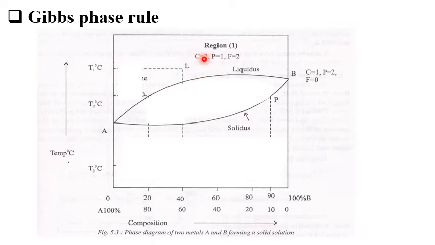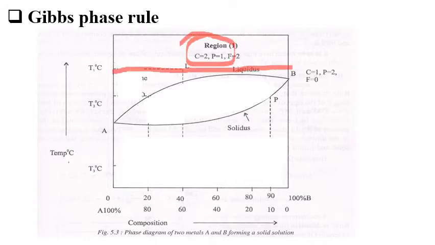this is a binary phase diagram, so the number of components is 2. Now we have P plus F equal to C plus 1, where P will be equal to 1, plus F will be equal to 2 plus 1. So F will be equal to 3 minus 1, so it will be equal to 2.